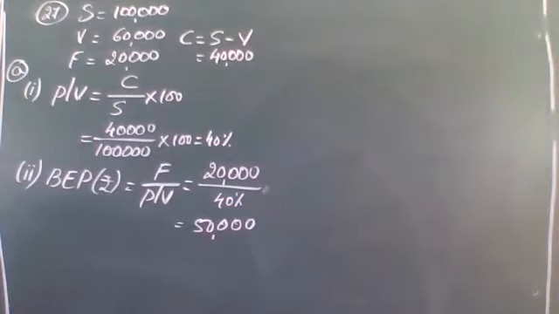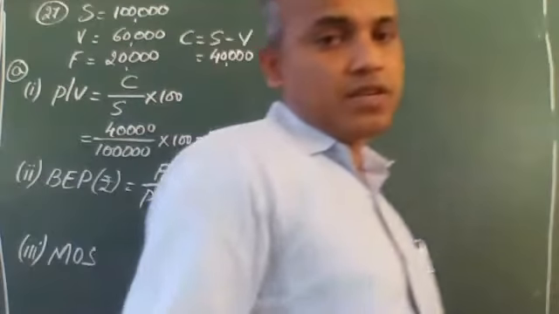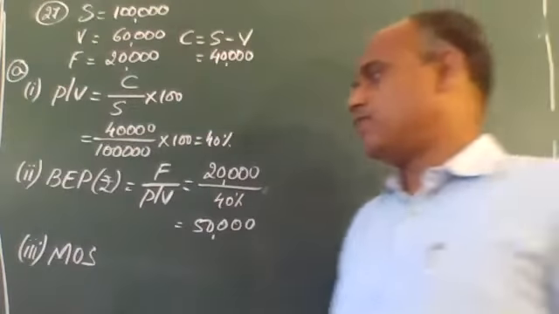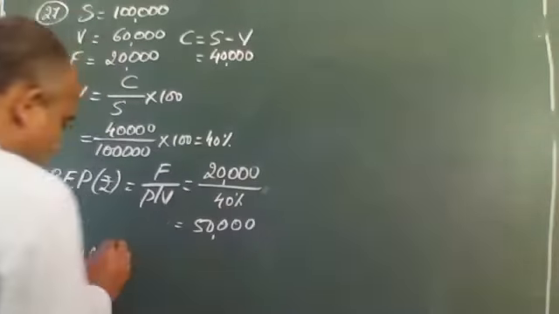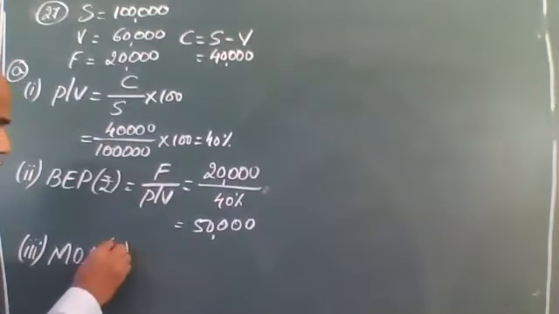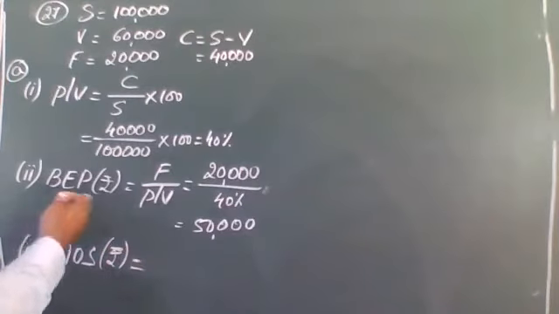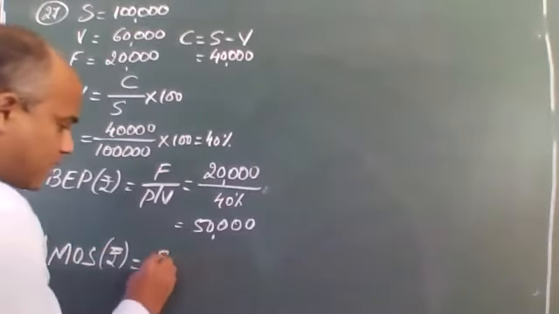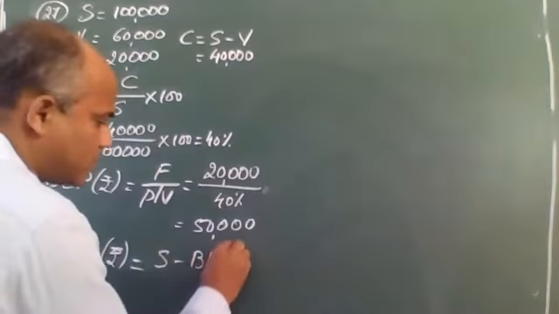Then we have another question called margin of safety. So margin of safety also is not mentioned whether it is rupees or percentage. It is obvious. We'll first find out the rupees only, MOS rupees. You have two formulas here to find out. One is total sales minus break-even sales. I think we can apply that. It is sales minus break-even sales.